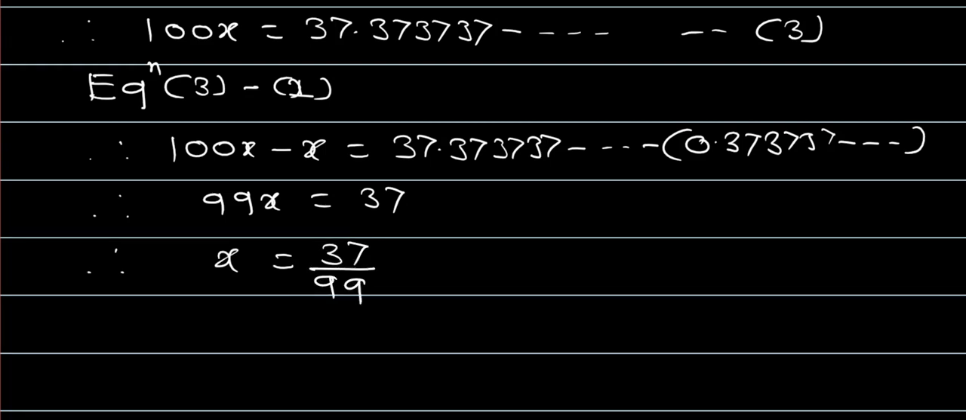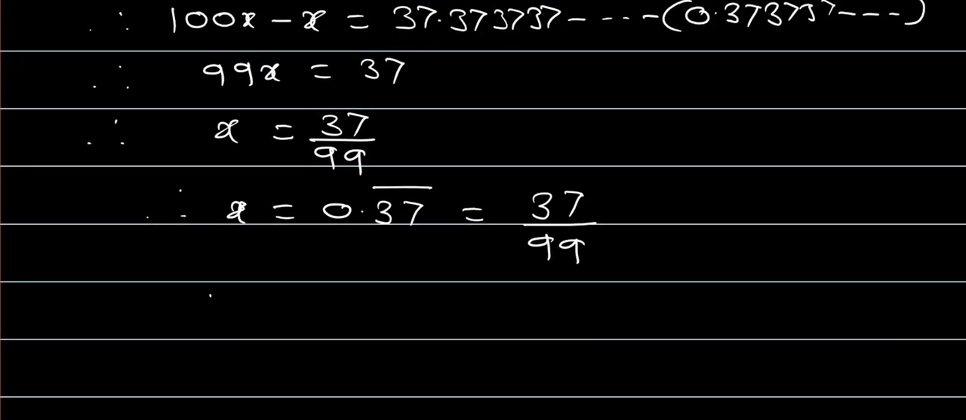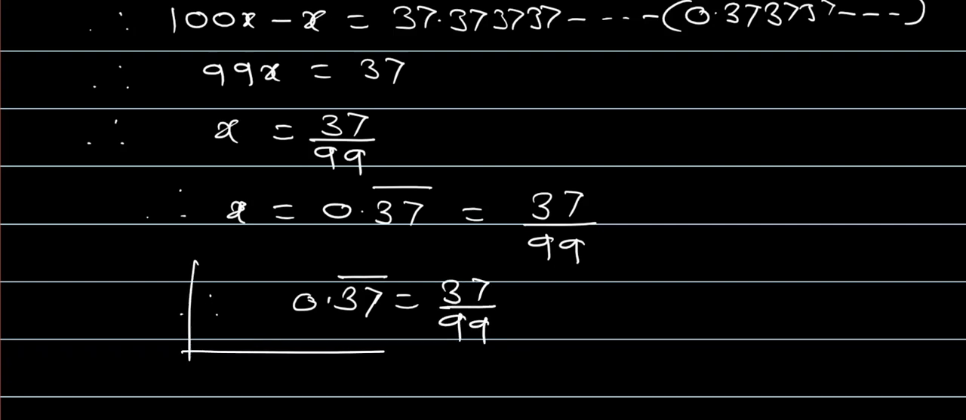Now next example. That is 0.37 recurring is equal to 37 upon 99.